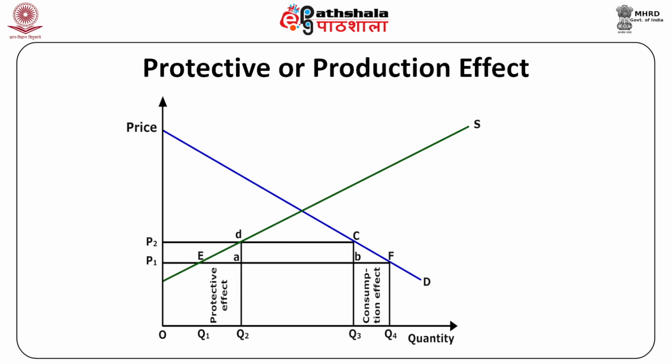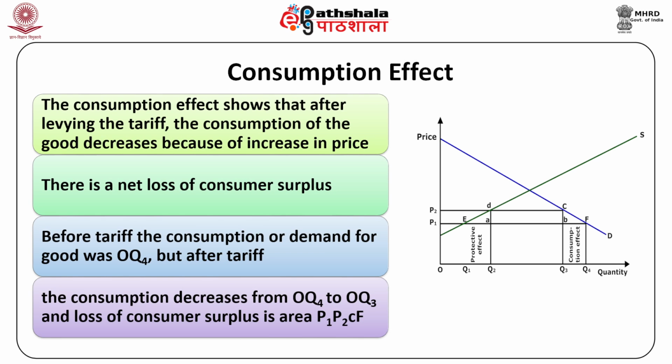Protective or production effect. The protective effect of tariff is measured by the increase in domestic supply of the good after the tariff is imposed. In the figure, we can see that after tariff Q1Q2 measures the protective or production effect. When price increases from OP1 to OP2, the domestic producers are able to cover rising marginal cost and they expand their production. Producer surplus is increased by area P1P2DE. Consumption effect.